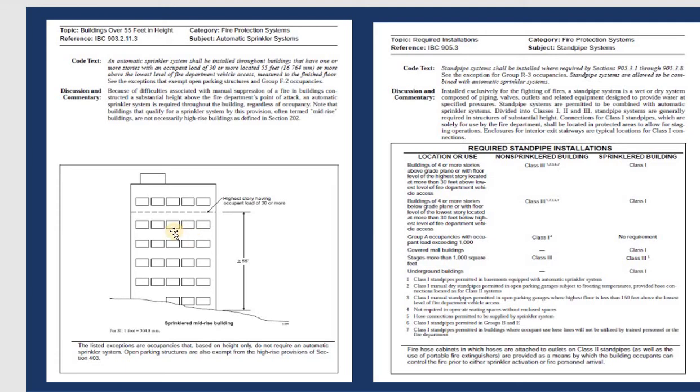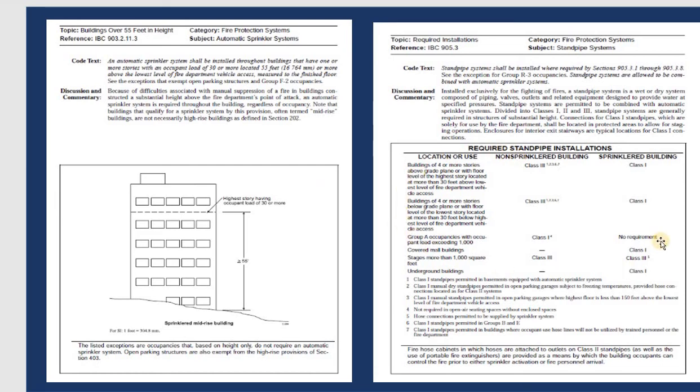If you have many levels, the highest story with an occupant load of 30 or more, they allow it even for smaller, equal to 50 feet, and we need the sprinkler for a mid-rise building. That's what they call a building larger than 55 feet, where the highest story has an occupant load of 30 or more, and we need a sprinkler system for that one.